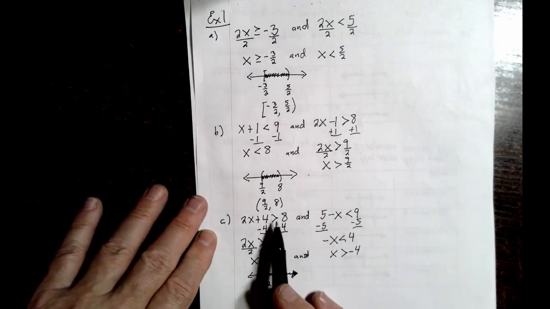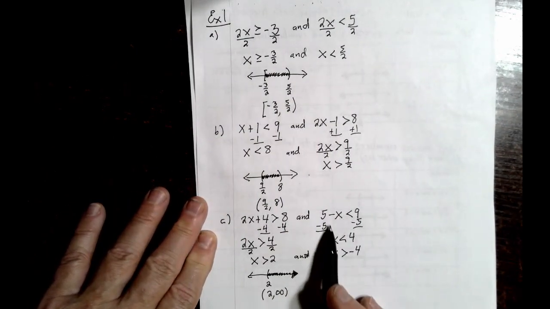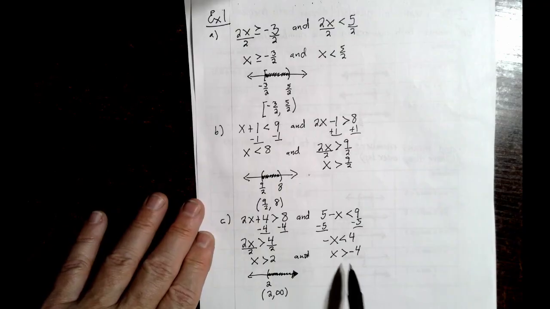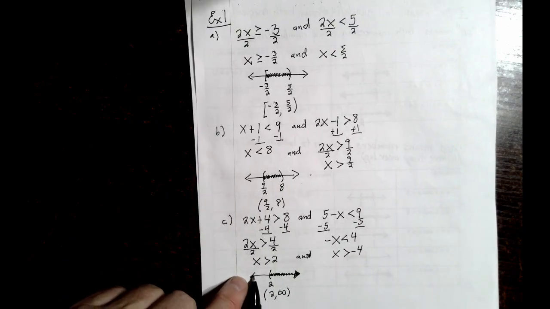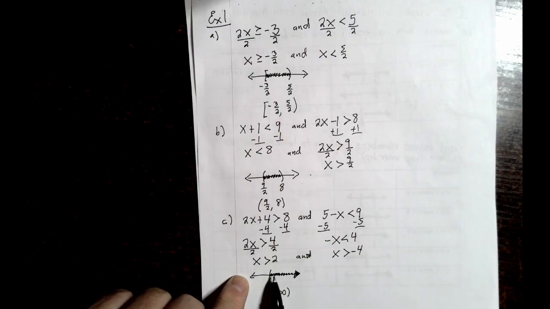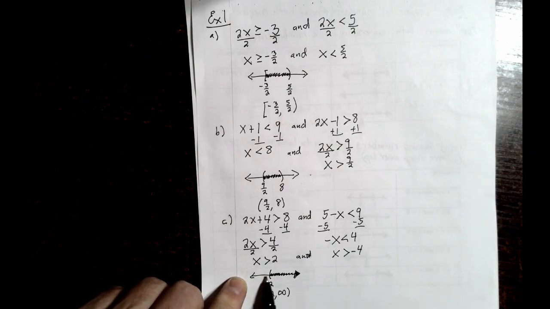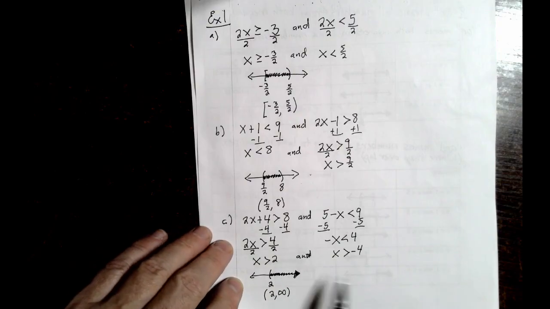And here's an "and." When you solve each one, you get greater than 2 and you get greater than negative 4. So you got greater than negative 4 to infinity, and you got greater than 2 to infinity. So where do they both have numbers in common? Well, just 2 to infinity, because anything less than 2 is only included in this one, and it's not included in that one. So the numbers that they have in common are greater than 2.